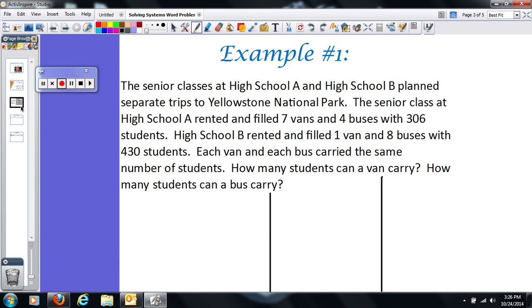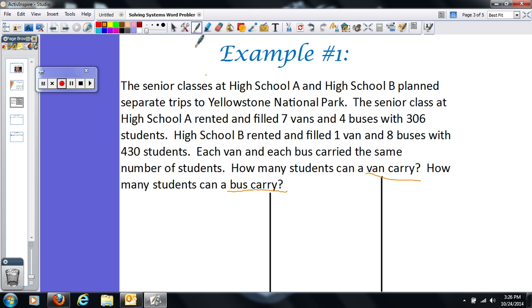First problem, I told you that we're going to be pulling information out today as well. We are going to be solving it also. So the senior class at high school A and high school B planned separate trips to Yellowstone National Park. The senior class at high school A rented and filled 7 vans, 4 buses with 306 students. High school B rented and filled 1 van, 8 buses with 430 students. Each van and each bus carried the same number of students. How many students can a van carry, and how many students can a bus carry?